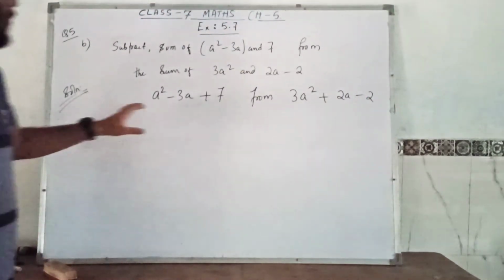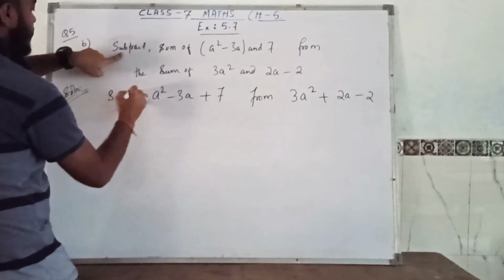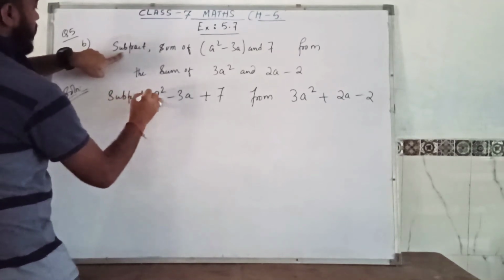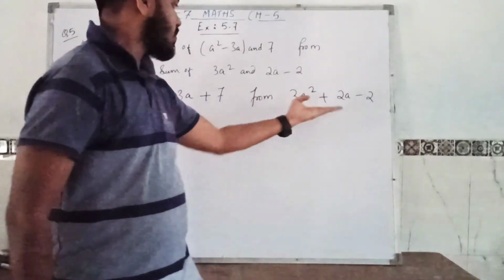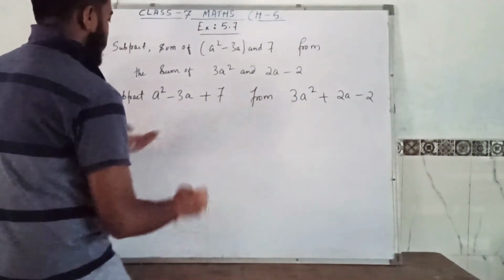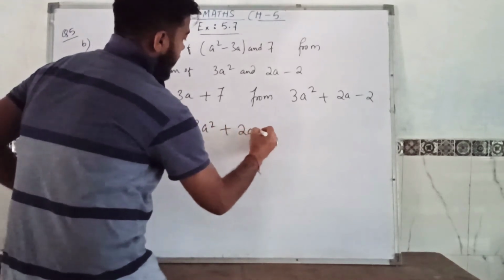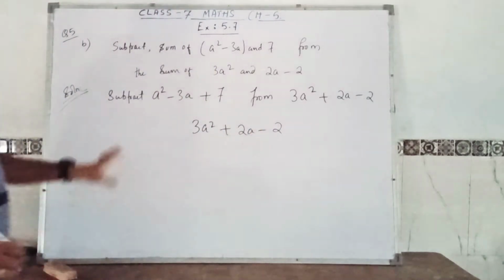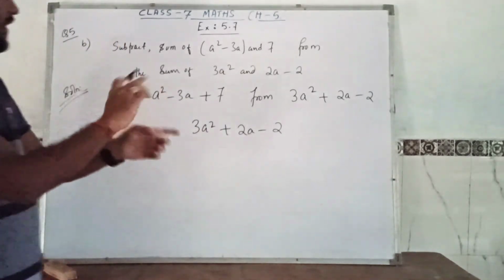Done. Now what will you do with this one? Subtraction. So you write it. Subtract this from this. Done. So from, right? So this will come first here. This will appear first: 3a square plus 2a minus 2. What do you have to do? Subtract, right? So you will put a negative sign in the front.